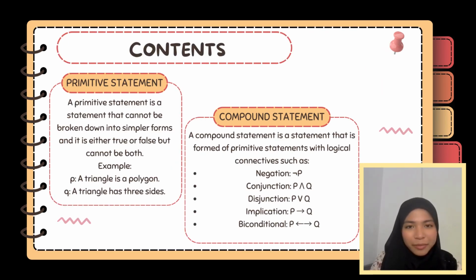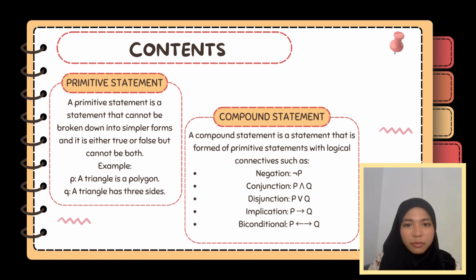Hi, Assalamualaikum warahmatullahi wabarakatuh. My name is Nobatusha binti Nurhaizal, and I will start with primitive statement. A primitive statement is a statement that cannot be broken down into simpler forms, and it is either true or false, but cannot be both. Example: P, a triangle is a polygon. Q, a triangle has three sides.